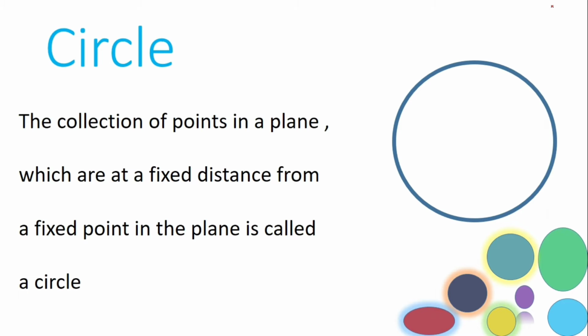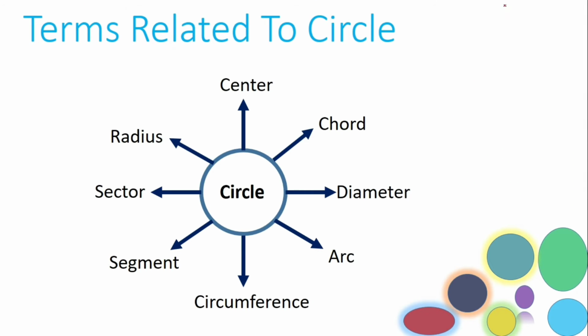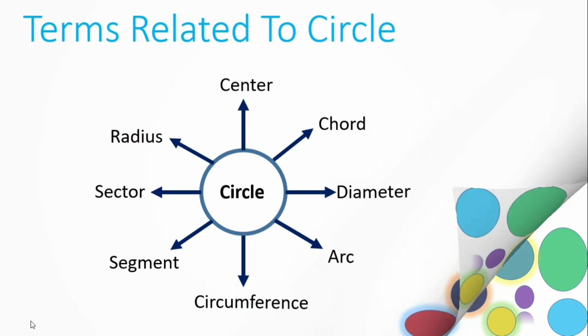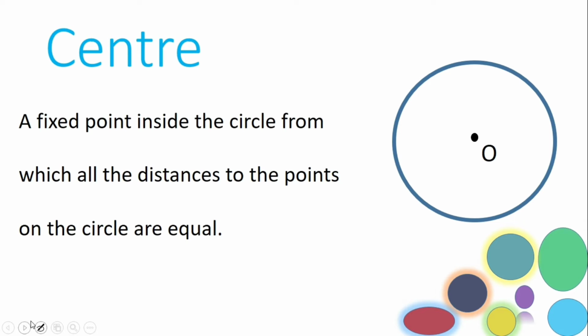Next, I will be discussing some of the terminologies related to a circle. As you can see in the diagram, I will be discussing all of these terms. The first term of the circle is the center. A center is a fixed point inside the circle from which all the distances to the points on the circle are equal. That means a fixed point lying inside the circle is equidistant from all the points lying on the circle.